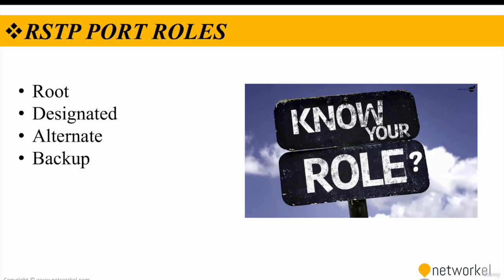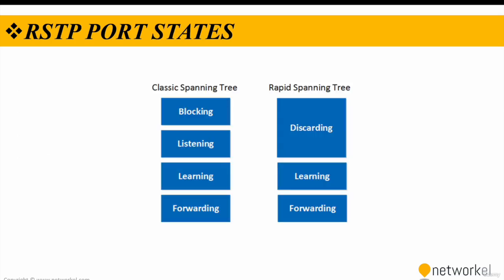So guys, in summary, root port, that is the best path to the root bridge; designated port, that is the best path on a segment; alternate port, that is a backup path to the root bridge; and backup port, that is the backup to the designated port on a segment.